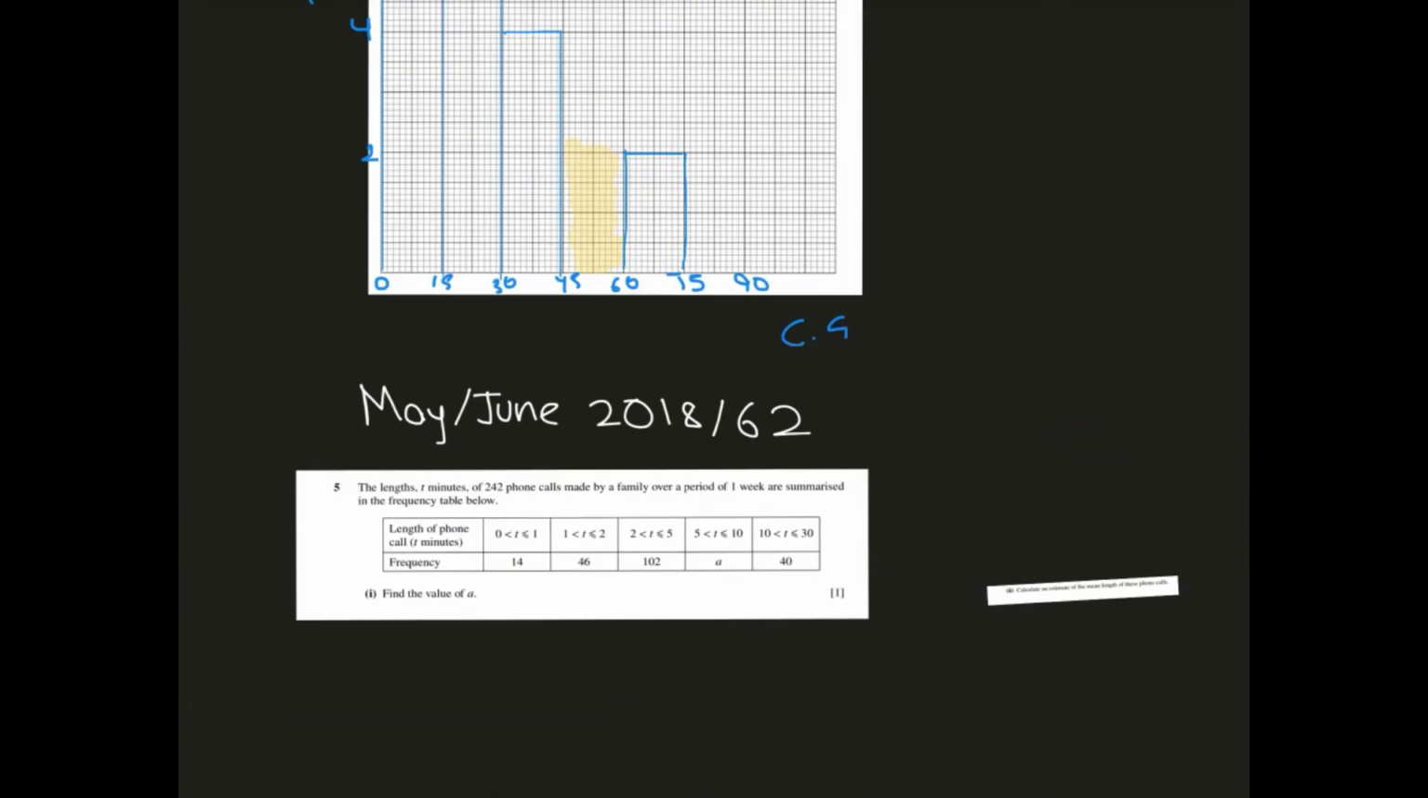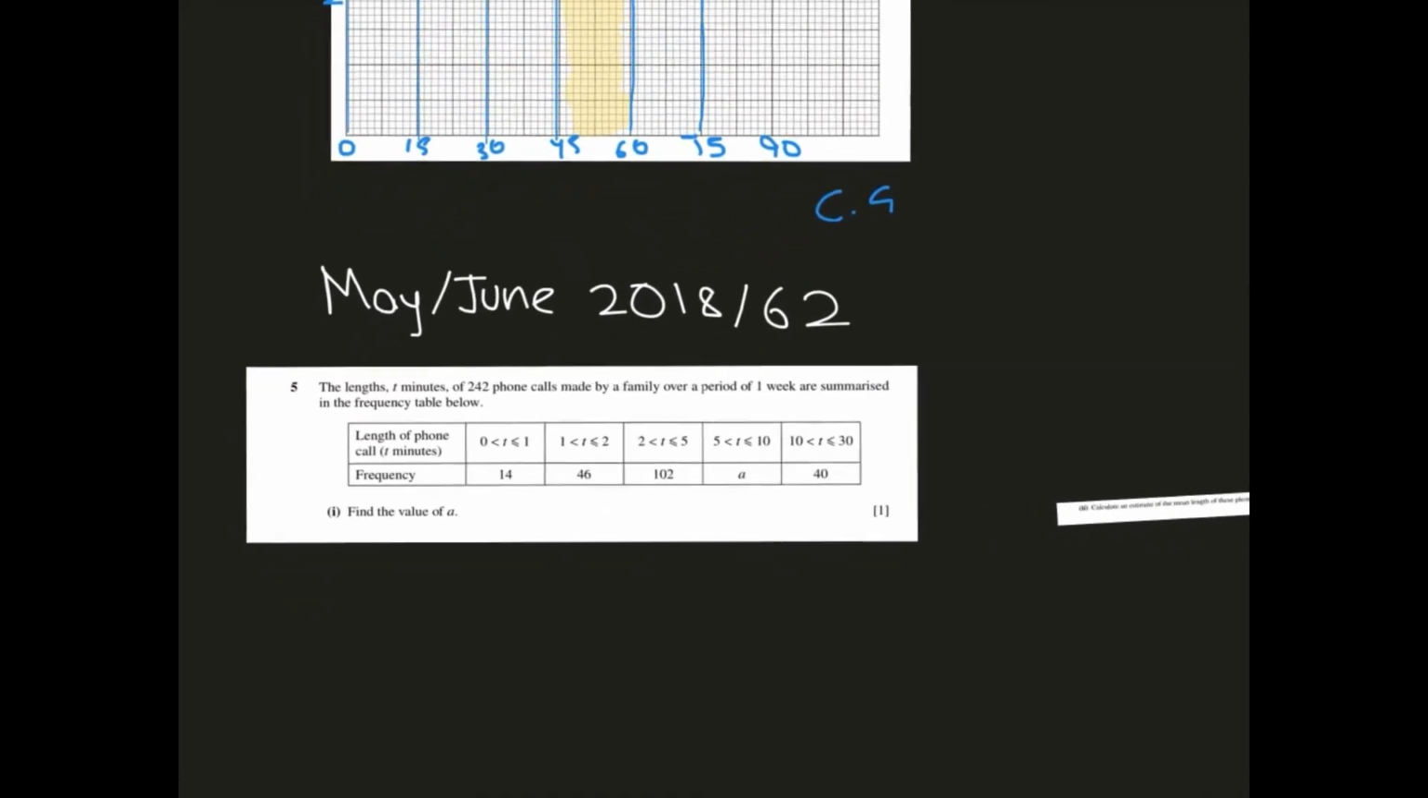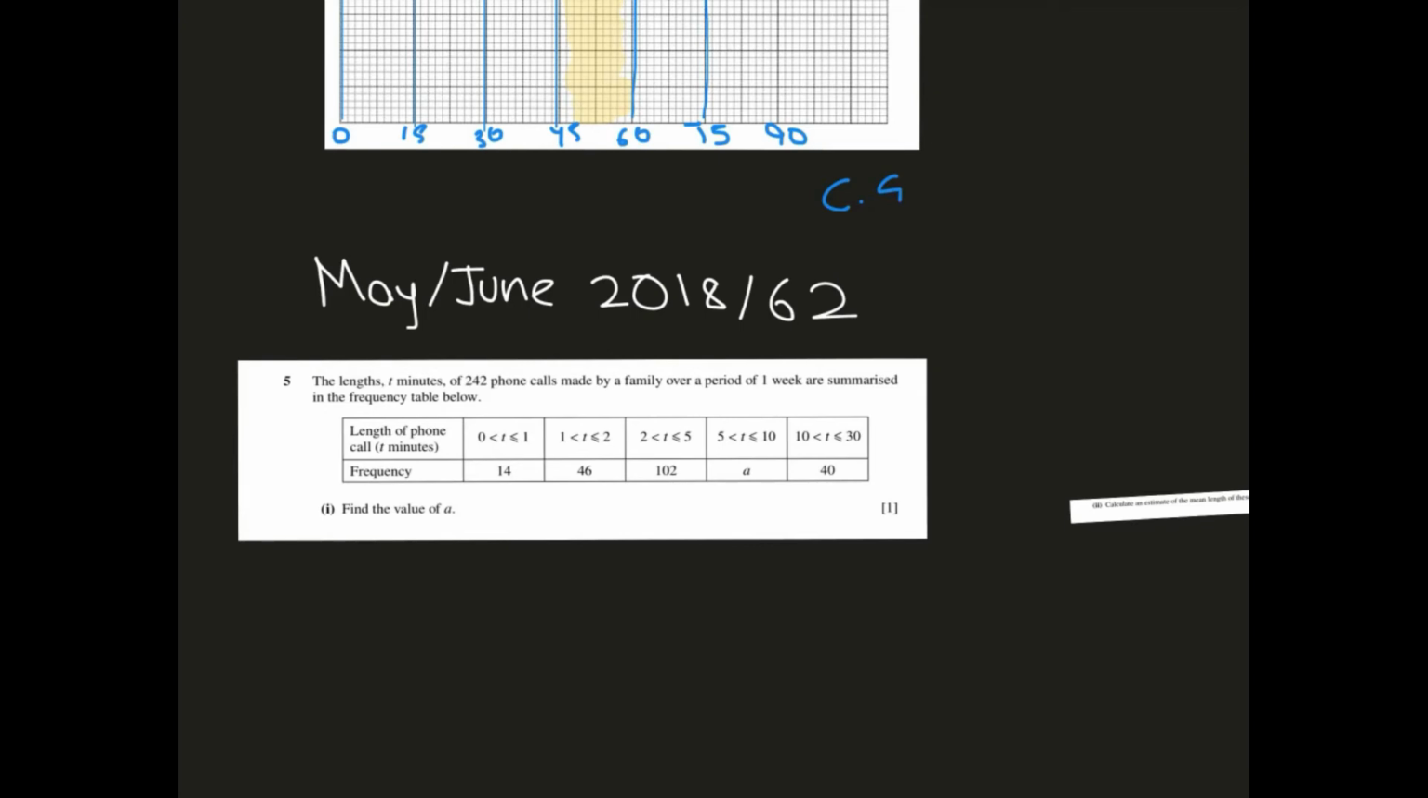So now we are going to do some past paper questions. Our first question is from May-June 2018, variant 6.2. The question says that the length T minutes of 242 phone calls made by a family over a period of 1 week are summarized in the frequency table below. The length of phone calls, T minutes, are given and then the frequency is given. Find the value of A.